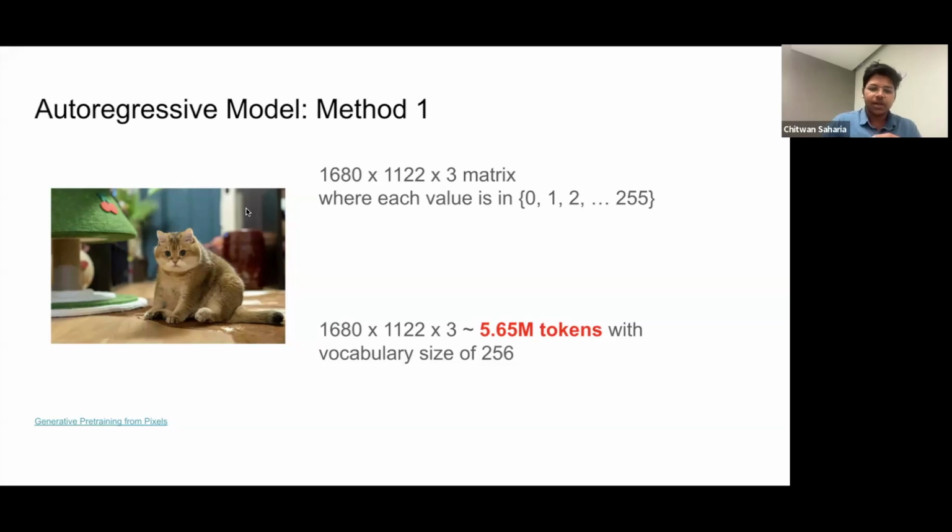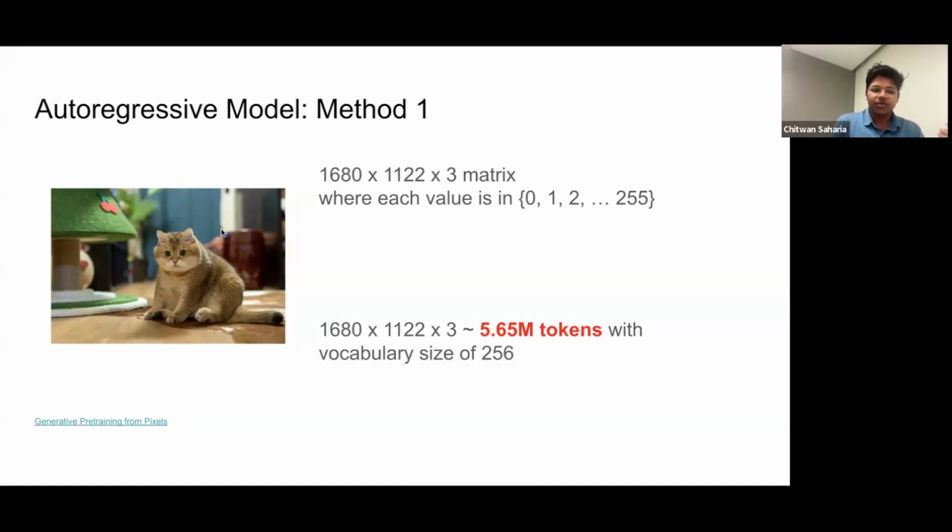For autoregressive modeling, what we will do is flatten it out into a sequence of tokens, and the vocabulary size would be 256. If we flatten this image out naively, we would end up with 5.65 million tokens, which is an extremely long sequence length for modern LLMs to deal with. So you can already start seeing what kind of problem can happen with this method, where we naively tokenize each pixel as a separate token and model using autoregressive models.